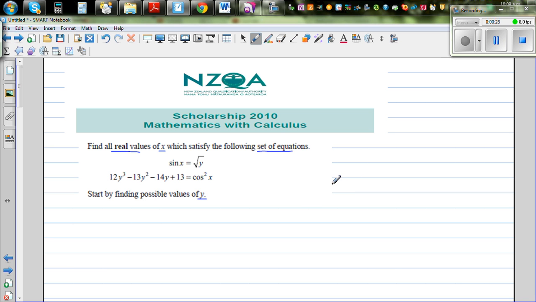So what have we got? We have sine x is equal to root y. So I'm going to square both sides. This implies sine squared x is equal to y.